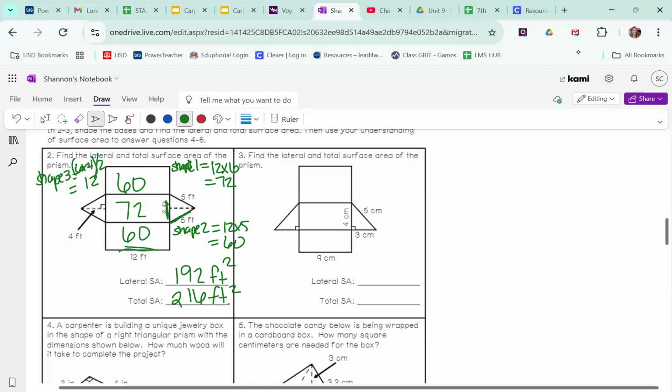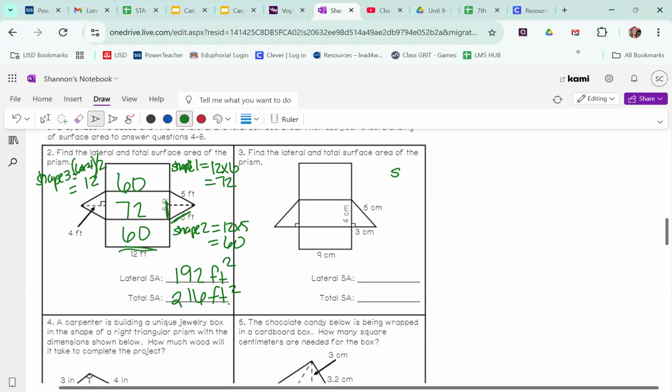All right, on the next one, still finding lateral and total. So shape 1. Okay, we're going to say this one's 1, this one's 2, this one's 3, because notice they're all different sizes, and this one's 4. So shape 1, we get 4 times 9, which gives me 36, because this piece is 4, and this is 9.